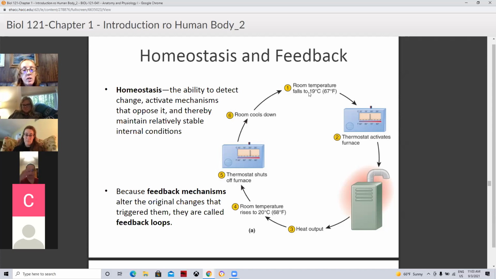We get some heat output and the room temperature rises.